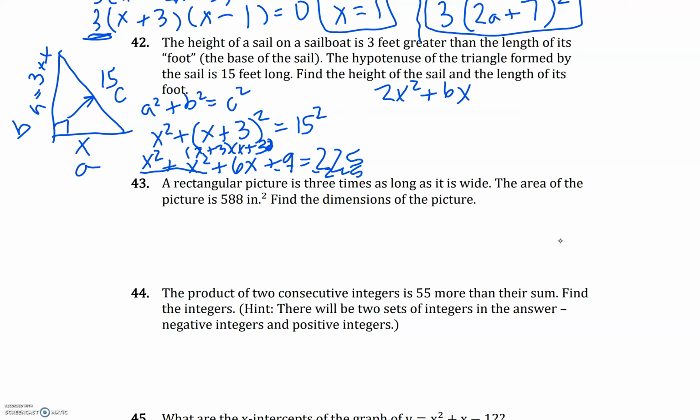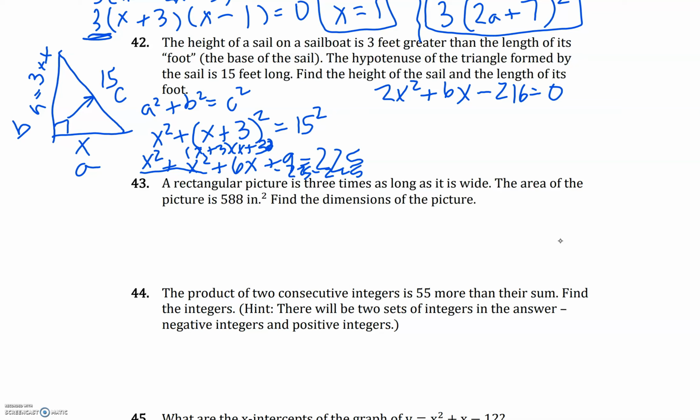I'm going to subtract 225, and we have negative 216 equals 0. Got to have that 0 on one side to solve these quadratic equations. So looking at it, it's a lot like number 41 actually, where we can pull out a common factor.